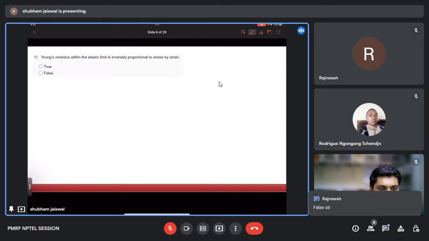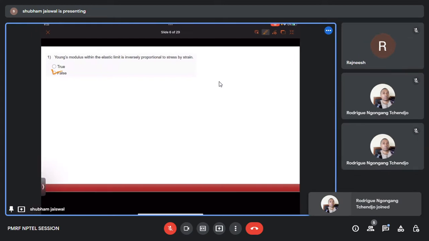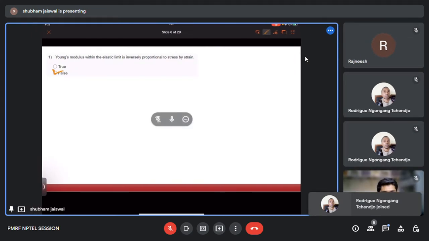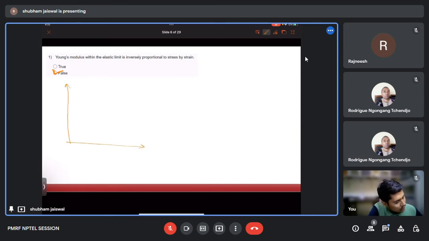Thanks, Raji, for the response. You are right. The correct answer is false. Why is it so? Let's see. If we see the stress-strain curve, this is the proportional limit, and up to this is the elastic limit. So what does Hooke's law say? That the stress is directly proportional to strain, and here the strain is the independent variable.